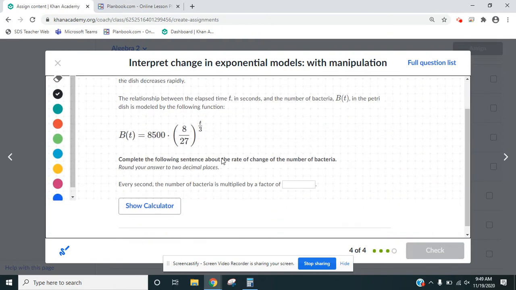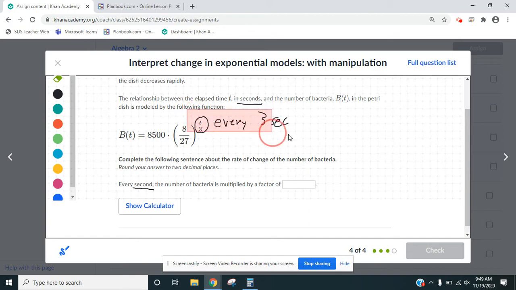Complete the following sentence about the rate of change of the number of bacteria. Every second, the number of bacteria is multiplied by a factor of how much? So this is much different than the previous question. We notice up here the units already match, right? But this is saying every 3 seconds. That's what that means. Every 3 seconds, it's multiplied by 8 over 27.